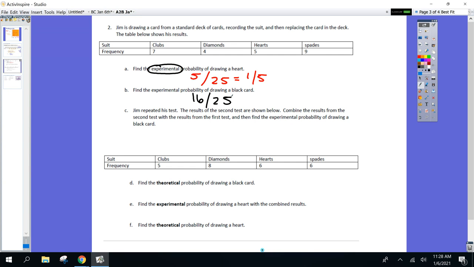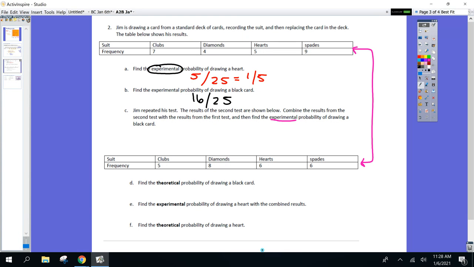He did it again. Jim did another 25 cards. And this table down below is his results. Combine these results, please. All right, so now we're using both tables. Find the experimental probability of drawing a black card now. So use both tables now to find the experimental probability of a black card, because it's no longer 16 out of 25. It's something new because now I have more draws.